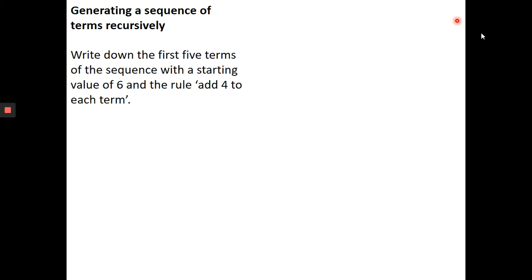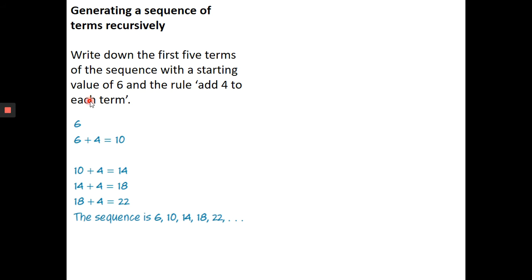So generating a sequence of terms recursively. Here's a word that you might be confused with, so we'll have a look and see if we can work out what that means. Write the first 5 terms of the sequence with a starting value of 6 and the rule add 4 to each term. Again, not a tricky one. So it starts with a 6, adds 4 each time. So the sequence is 6, 10, 14, 18, 22.